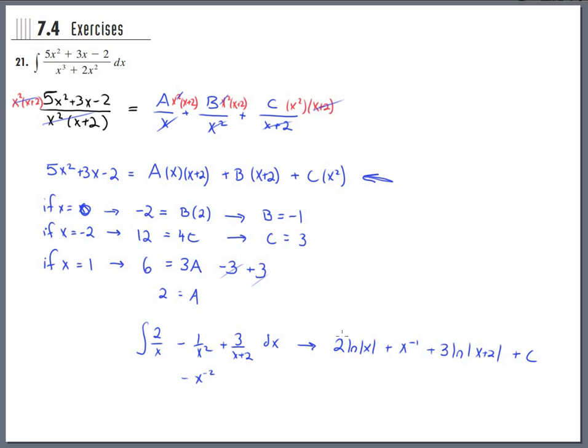It's possible that in the back of the book they will move this 2 up here and move this 3 up here, and then you could combine the 2 natural logs into a single natural log. I haven't looked in the back to see if they do that or not. I'm not so big on whether or not you do that. I feel like we have the answer. It's integrated. We can use the integrated function to do anything we want to do. So that's number 21.